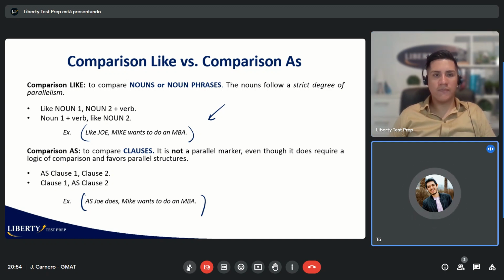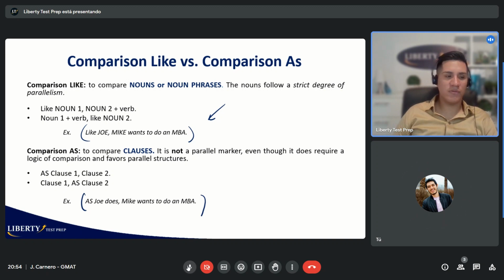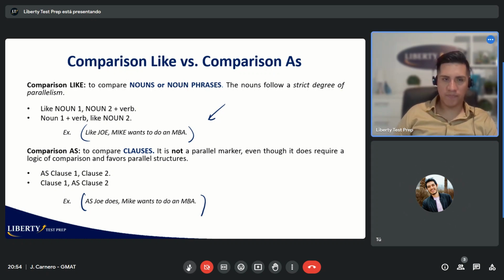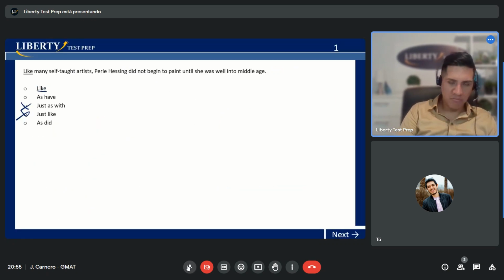It's an action, right? The action as Joe does, Mike wants to do, just as. What is the difference then? Is there any difference? It seems like not. There is no difference. Okay, they're exactly the same. And so if you use like or as, depending on whether we have a verb, it could be the same. So here, like could be fine, yes, but why are the other two wrong?